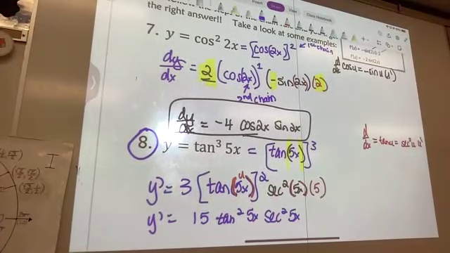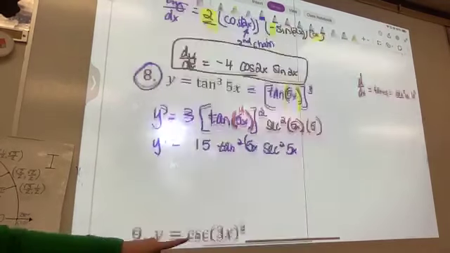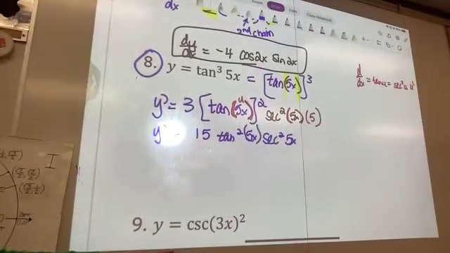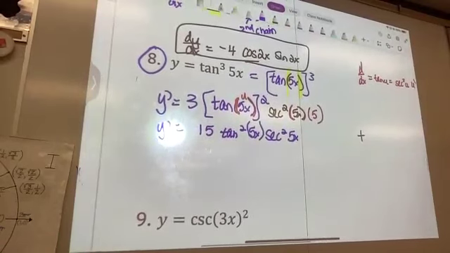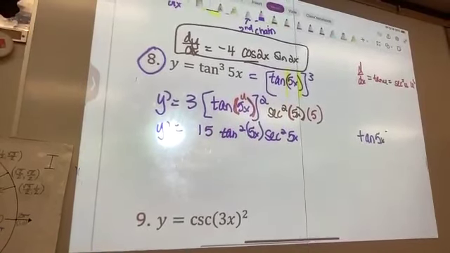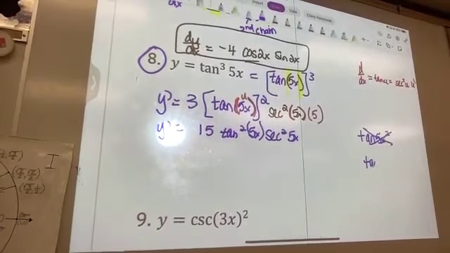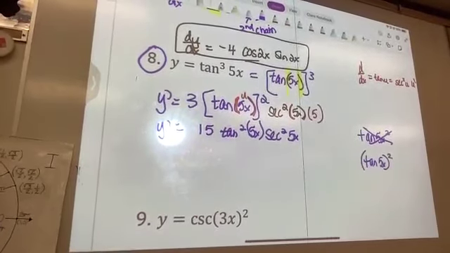Could you do tan squared and then 5x? You mean secant squared first? No, tan squared and then 5x. I think that's what I have, right? I got tan 5x squared. Okay, well, I'm glad you asked. Did you write it like this? No, I put parentheses around. Good. Okay, because that would be wrong. But if you did this, that would still be fine.